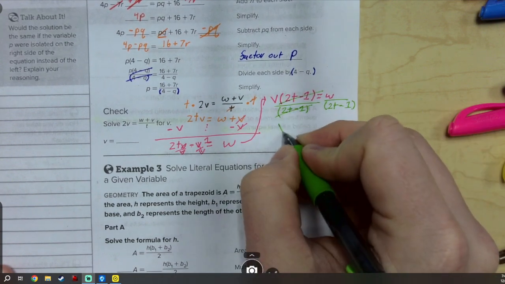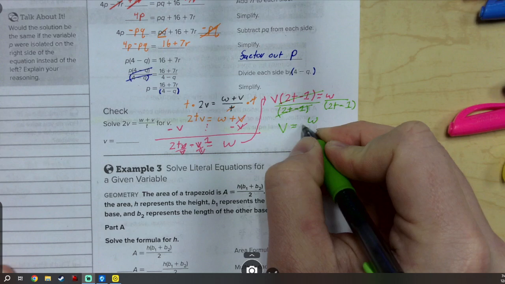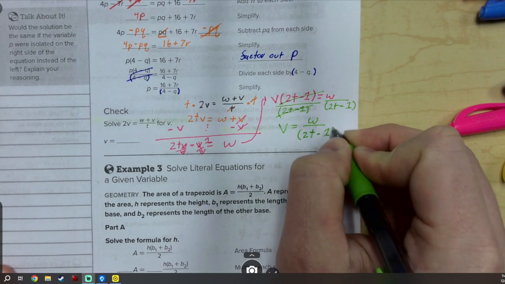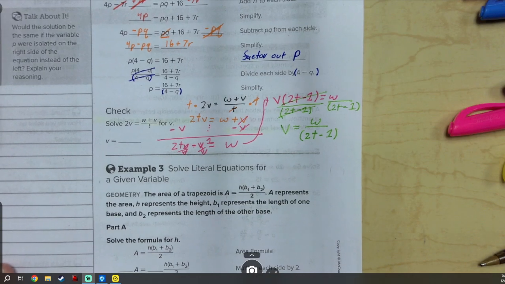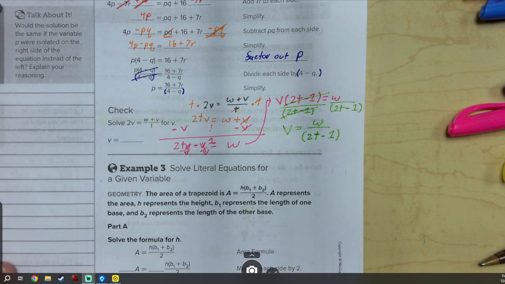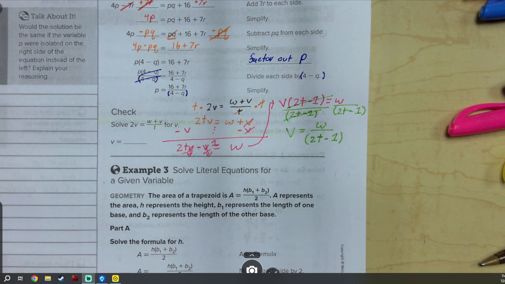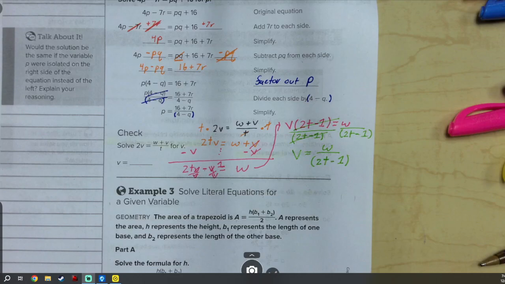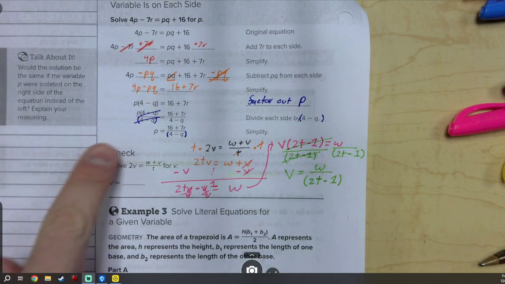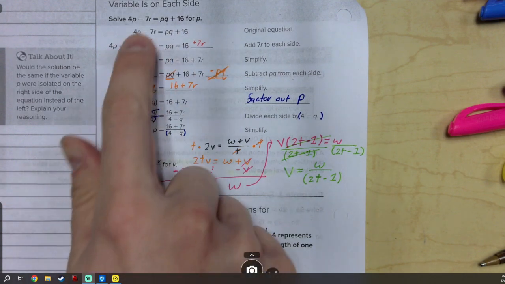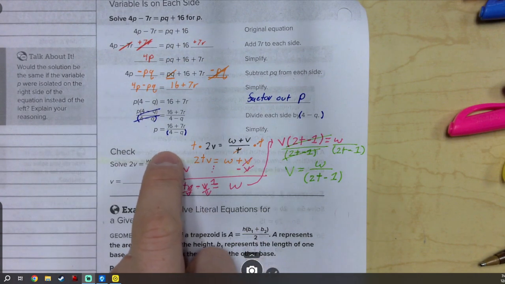Cancel, cancel. We're left with v equals w over 2t minus 1. And talk about it. Would the solution be the same if the variable p were isolated on the right side of the equation instead of the left? Explain your reasoning. So what it's saying here is, would we get a different answer if we moved everything? No. If we moved everything over here, we'd still get the same solution.